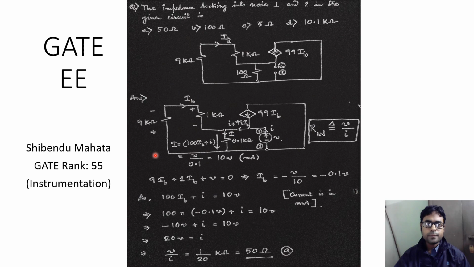Okay, next, what we can also do is proceed with this particular loop and frame a KVL equation for it. What we can write is that this current is IB. So the voltage drop across this 9 kilo ohm resistance will be 9 times IB, and then the voltage drop across this 1 kilo ohm resistance will be 1 multiplied by IB. So 9 IB plus 1 IB plus v should equate to 0. This is from KVL, and therefore the relation between IB and small v is given by IB is equal to negative of 0.1 multiplied by small v.